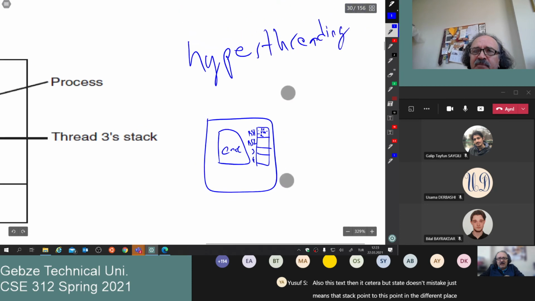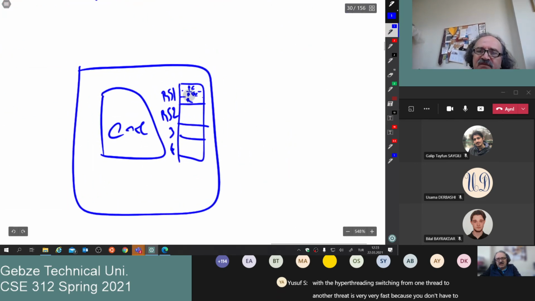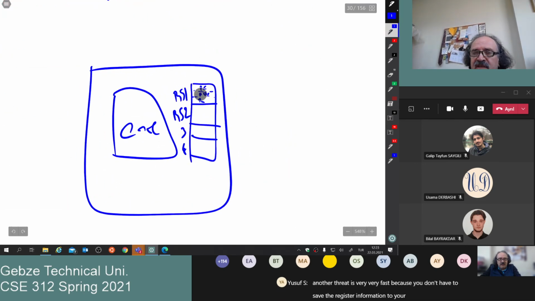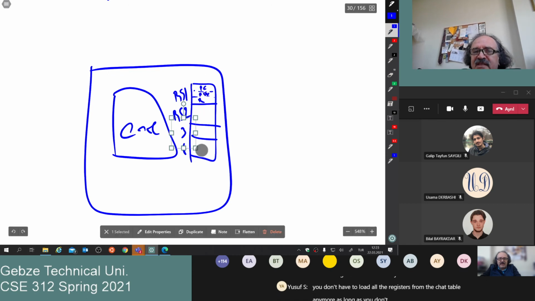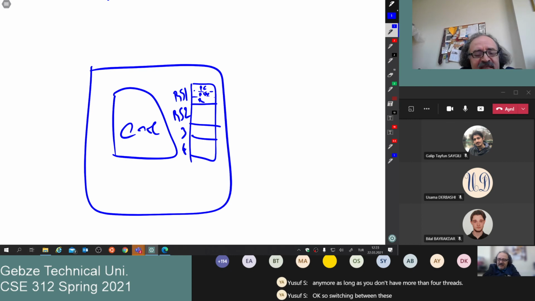So with hyper threading, switching from one thread to another thread is very, very fast because you don't have to save the register information to your thread table, and you don't have to load all the registers from the thread table anymore, as long as you don't have more than 4 threads. So switching between these 4 threads is very fast, so switching time is going to be fast.